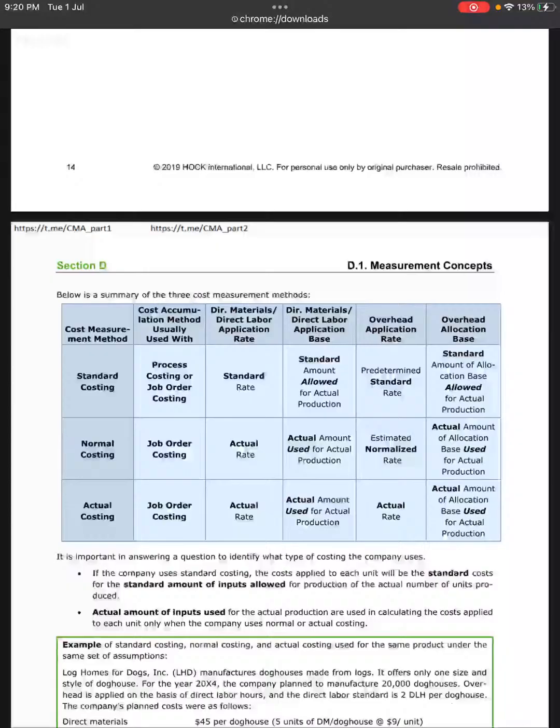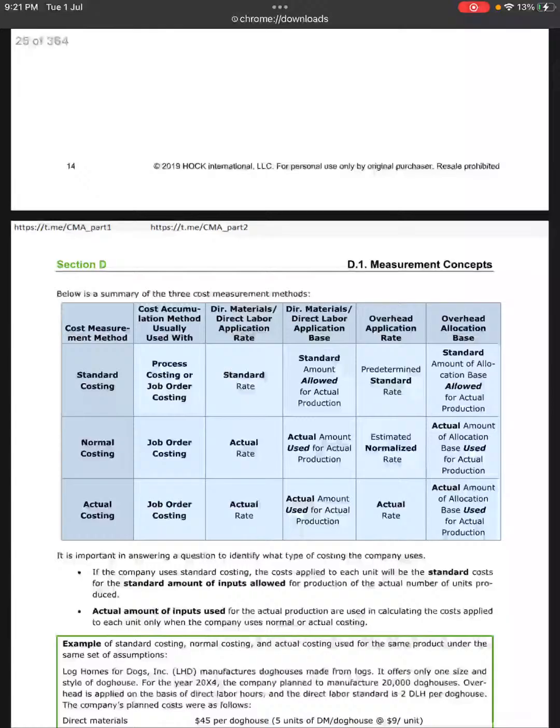See, standard costing, cost accumulation method, usually with process costing or job order costing. Okay, direct material, direct labor, application rate, standard rate, and application base, standard amount allowed for actual production. Okay, and overhead application rate, standard rate, overhead application base, standard amount of allocation base allowed for actual production.